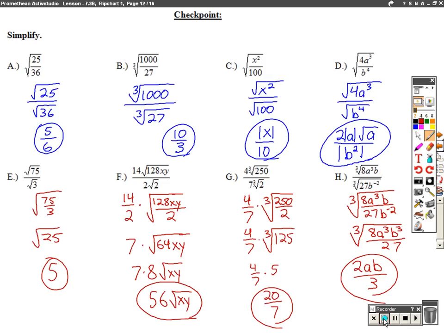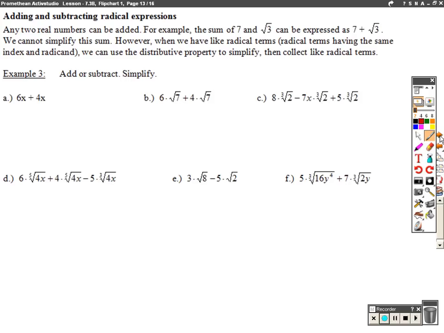Okay, go ahead and see how you did on these warm-ups, and then we will move on to adding and subtracting radicals. Now here it is explained that any two numbers can be added. Okay, so 7 and square root of 3, they can be added, and you would just write it like this. You cannot simplify that anymore.